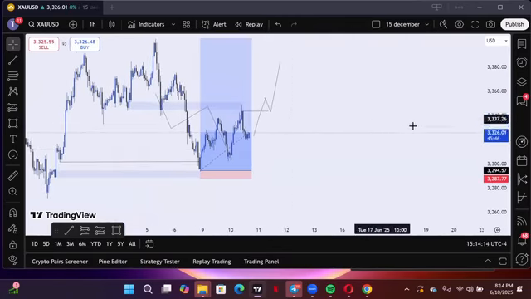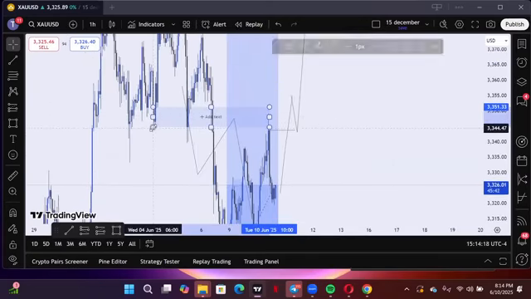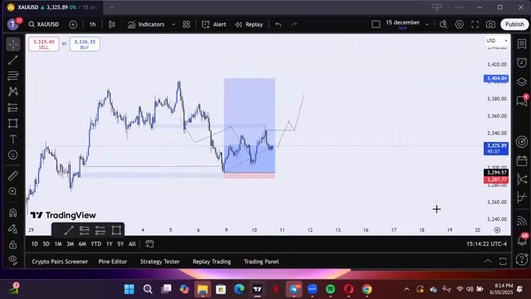So a breaker block is a failed order block. Now, there are rules in picking a point of interest that will let you know whether to buy or sell from a breaker, or whether to sell or buy from an order block.